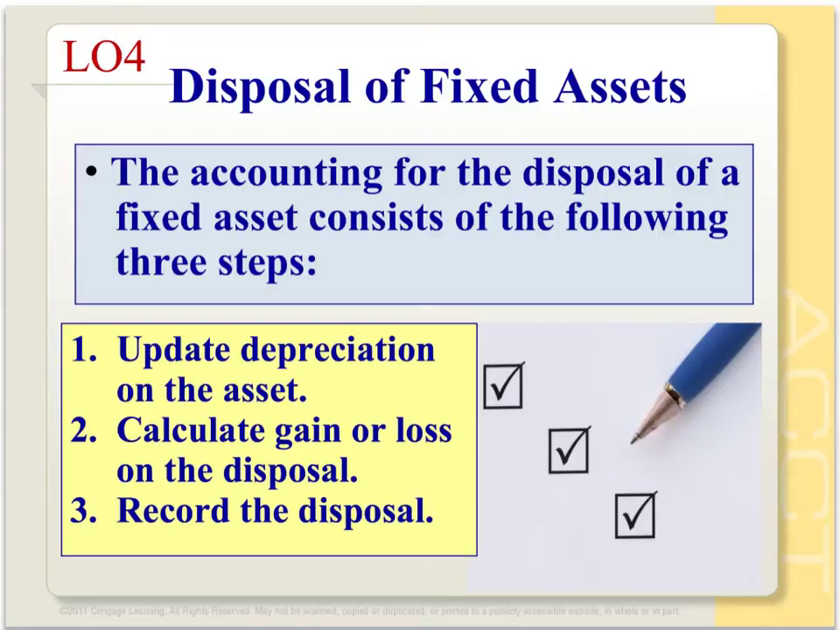Now that we have taken a look at acquiring a fixed asset and depreciating the fixed asset, let's take a look at what needs to be done if we dispose of the asset. The accounting for the disposal of a fixed asset consists of 3 steps. First, if it's necessary, you would need to update the depreciation on that particular asset.